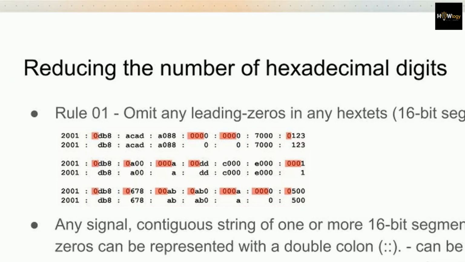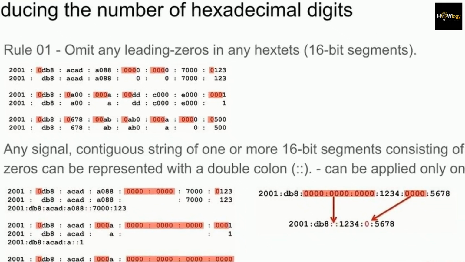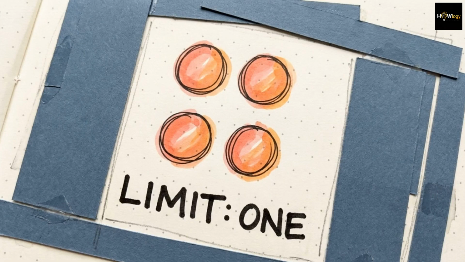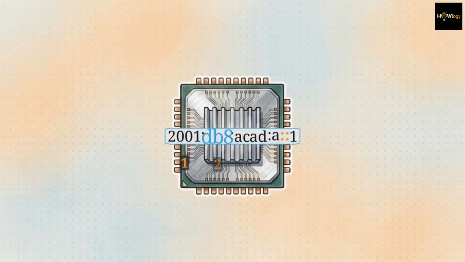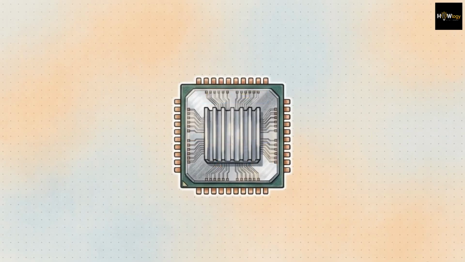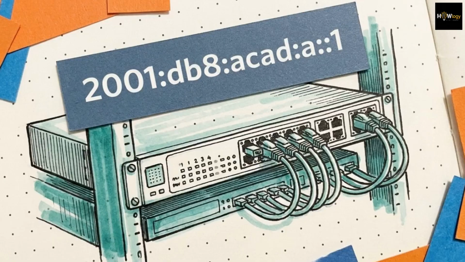The first compression rule allows engineers to shorten the string by omitting any leading zeros within a hextet. The second rule applies to contiguous strings of hextets that are all zeros. These can be entirely replaced by a double colon. There is a strict requirement for this second rule. The double colon can only be used once per address. This ensures that a computer can accurately calculate exactly how many zeros are missing when it reconstructs the address. These two formatting tricks transform an unwieldy block of code into a manageable coordinate that network hardware can easily parse.